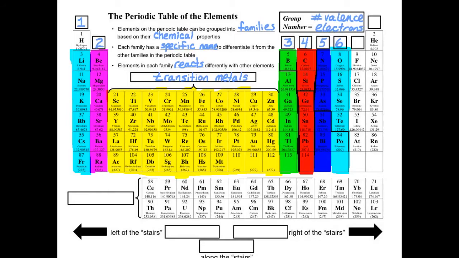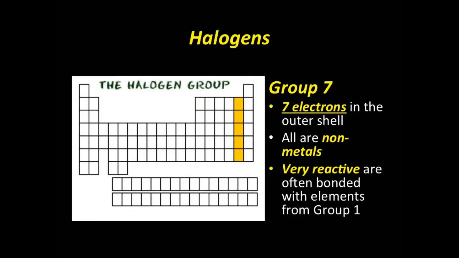Alright, now we get to group 7, meaning 7 electrons in the outer shell. This group has a very, very commonly used name, and that is halogens. Group 7, fluorine, chlorine, bromine, iodine, are referred to as halogens. They are all nonmetals, and they are all very reactive, and often bond with elements from group 1.